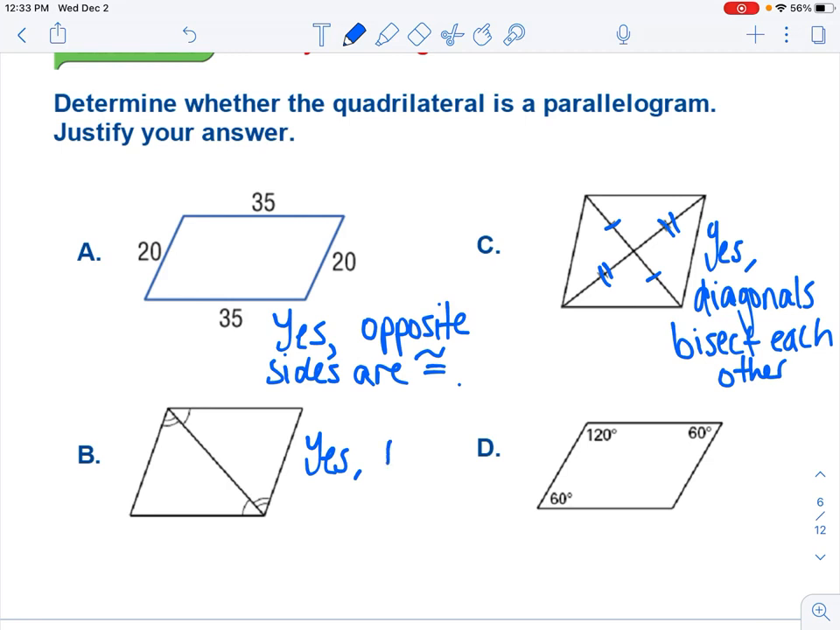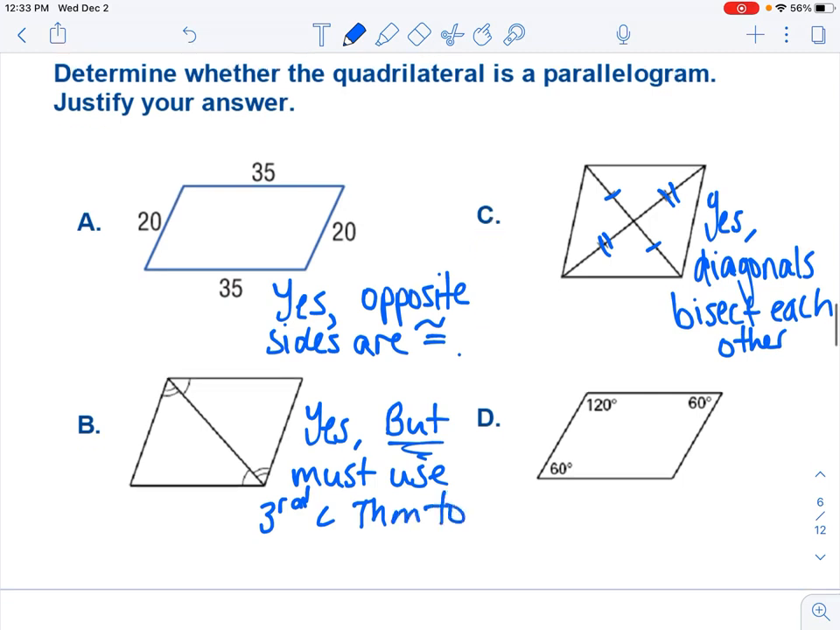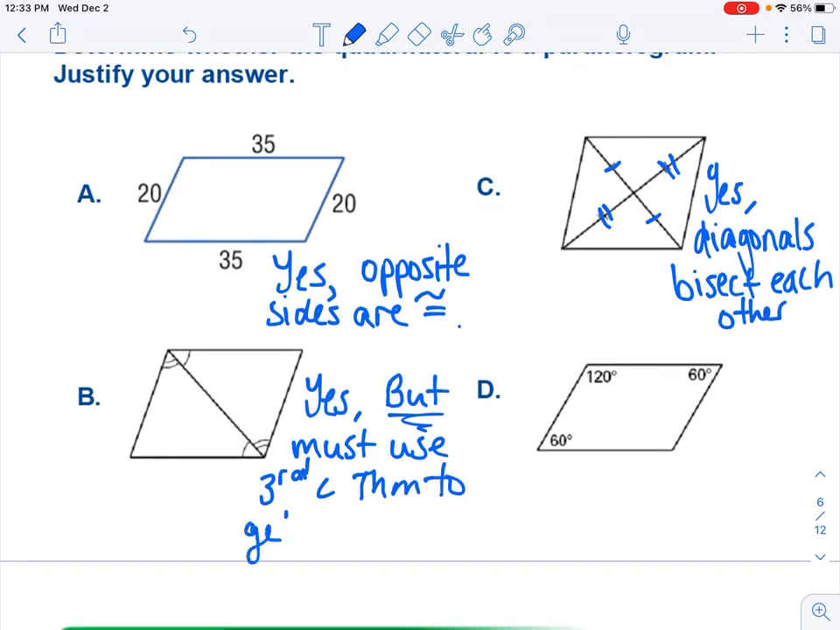yes, but must use third angle theorem to get opposite angles congruent. Now, obviously, I did say there's other ways that you can say that too, but that's just one way.